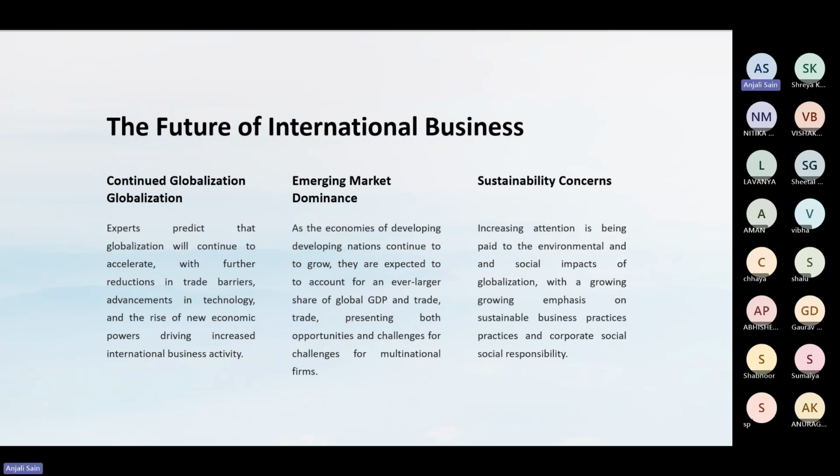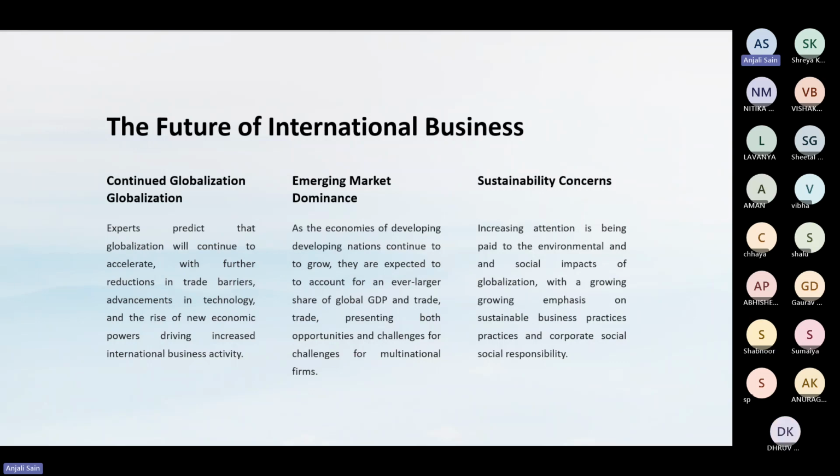Then moving on, what will be the future of international business? There will be continued globalization, then emerging market dominance, and the last one is sustainability concern. So what is continued globalization?